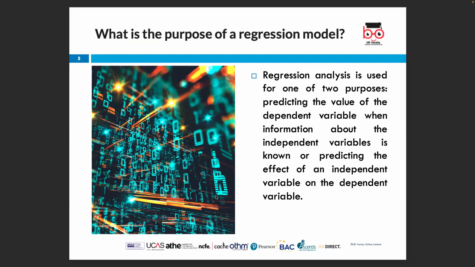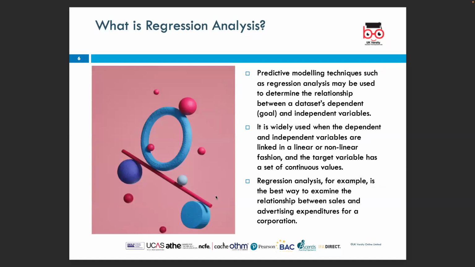What is the use? And also regression analysis is used for one of 2 purposes: predicting the value of the dependent variable when information about the independent variable is known. So basically, we use it to predict the value of the dependent variable when the information about that independent variable is known. That means that we literally know the information about it, or predicting the effect of an independent variable on the dependent variable.